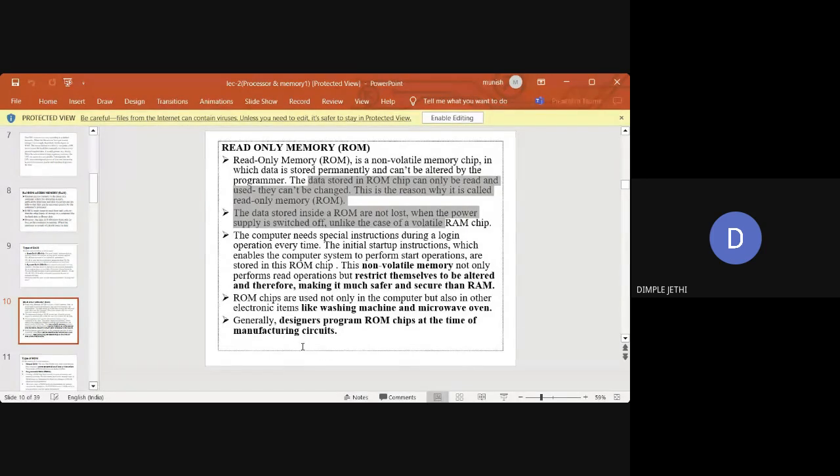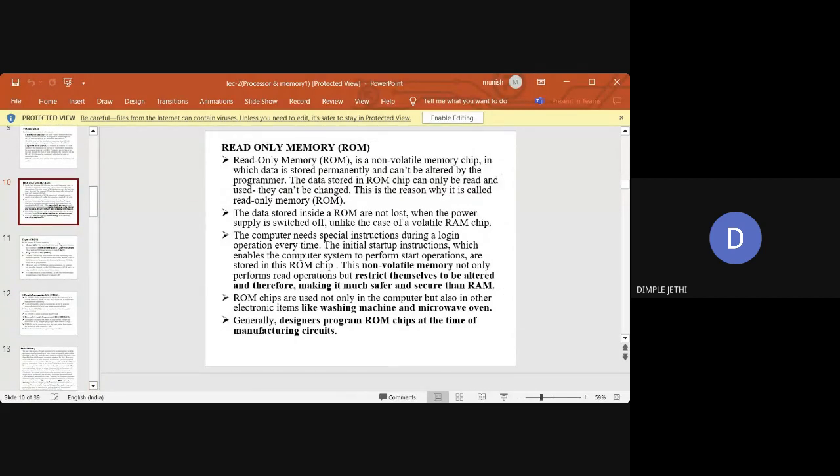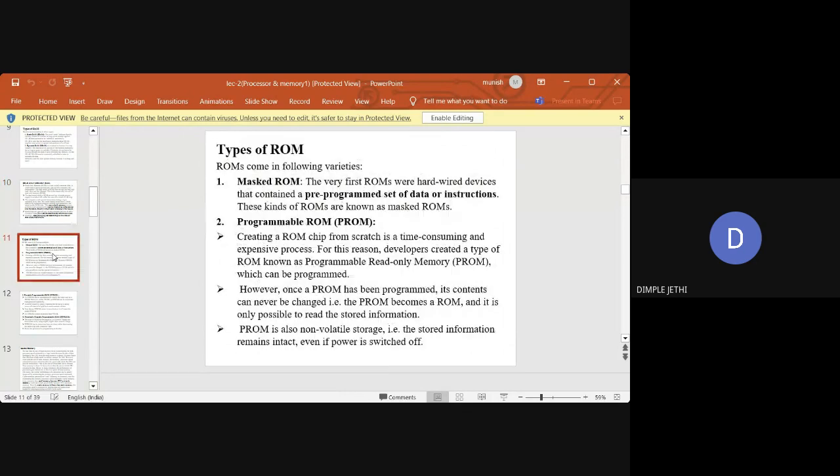As I said, the manufacturer designs these chips. As I gave you the example, in your fully automatic washing machine or your microwave, there is some software, some programming which is working behind those buttons and settings. That is embedded by the manufacturer only.